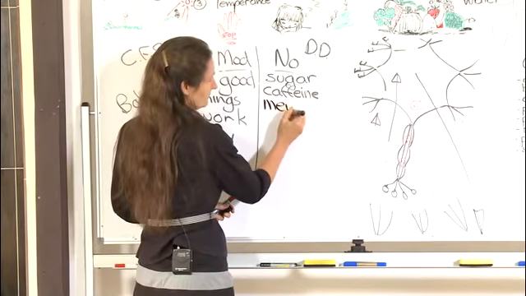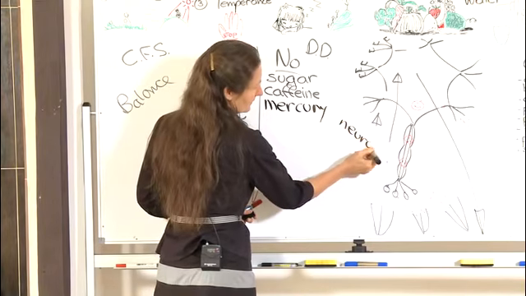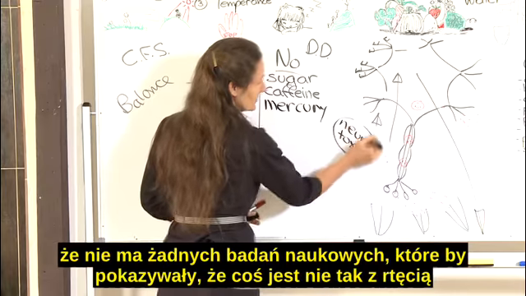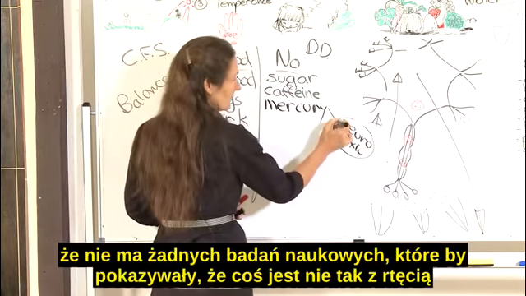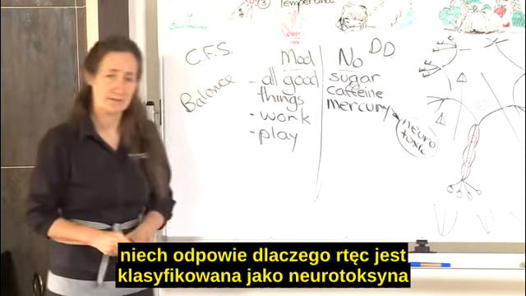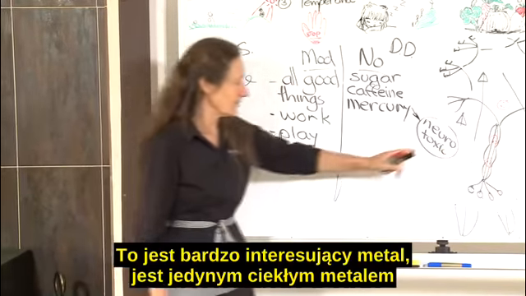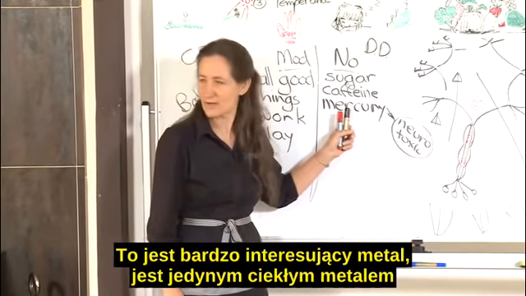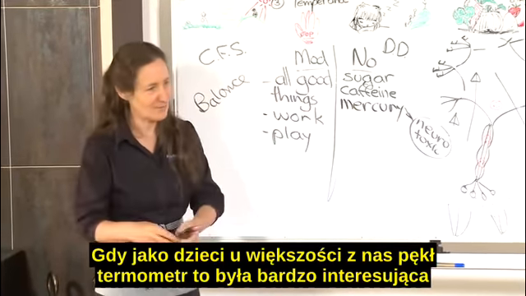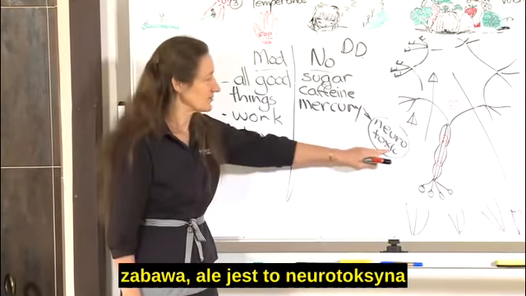Mercury. Mercury is neurotoxic. So any dentist that tells you there is no scientific research to show that there's anything wrong with mercury, why is it classified as neurotoxic? It is one of the most toxic metals. Now, it's such an interesting metal. It's the only liquid metal. And I think as children, maybe most of us, a thermometer broke, and it's such an interesting thing to play with. But it's a neurotoxin.